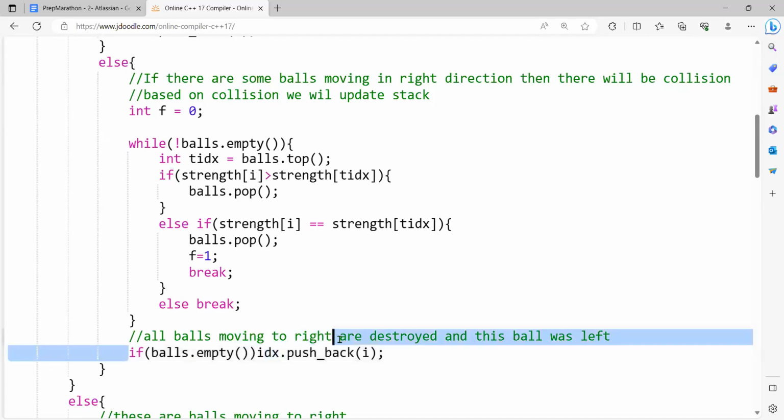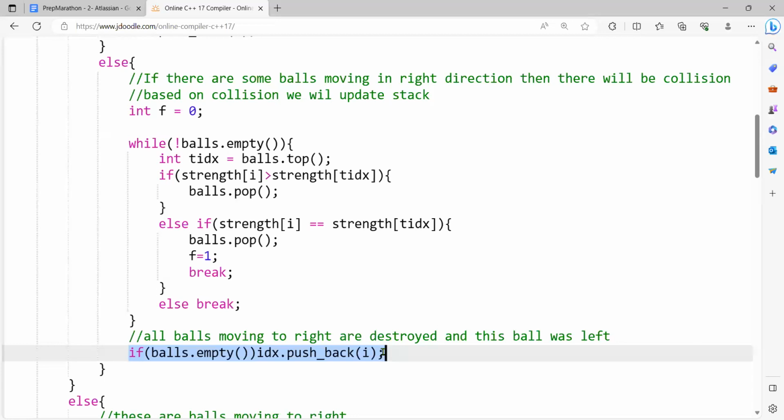So I have not considered the case if there is only one ball moving right, only one ball moving left, and both collided and both destroyed. In this case also, the stack will be empty. You can assume a case like only one ball is present in the stack and my current ball has the same strength. So in this case, after collision, this ball is destroyed, so I'm removing it from the stack. Okay, this is the line ball.pop. So I'm removing, so the stack is becoming empty. So I need to take care of that case.